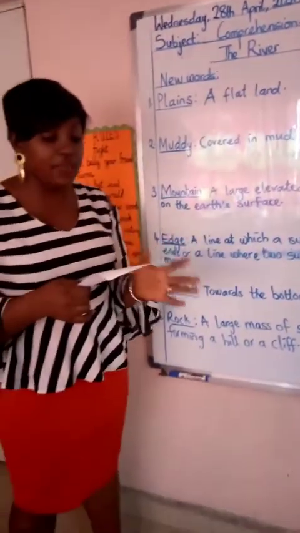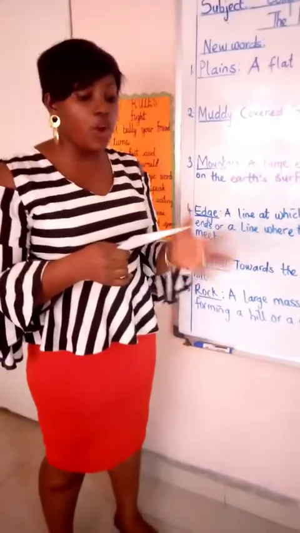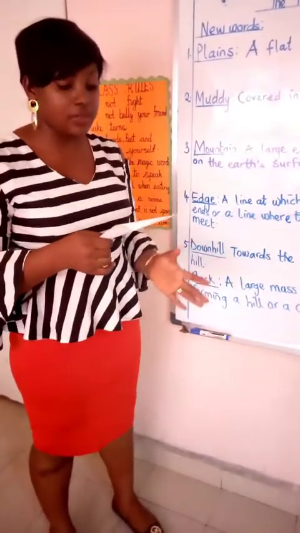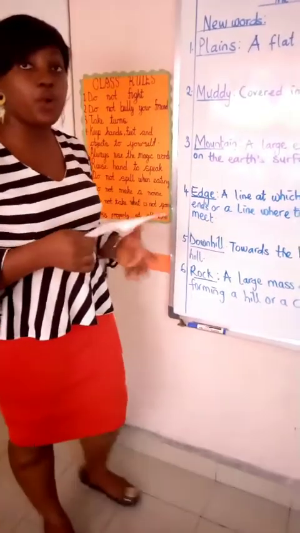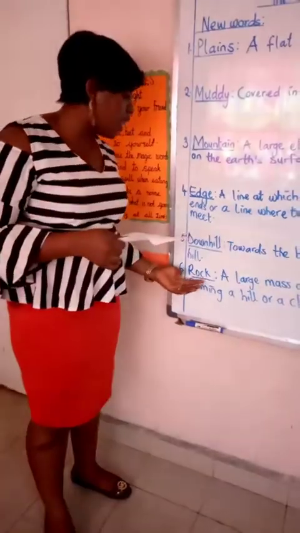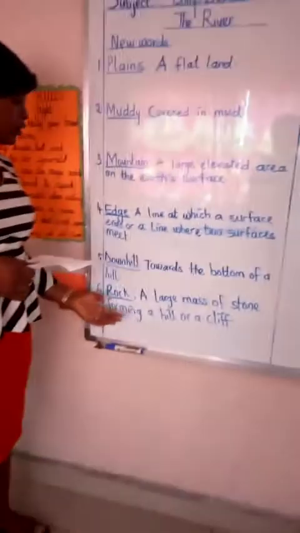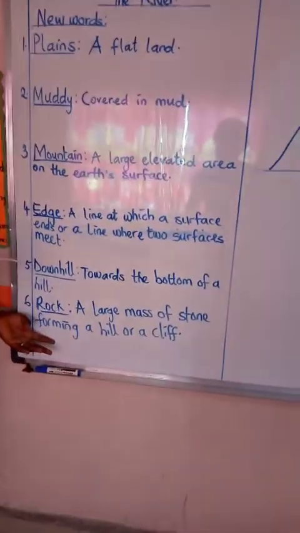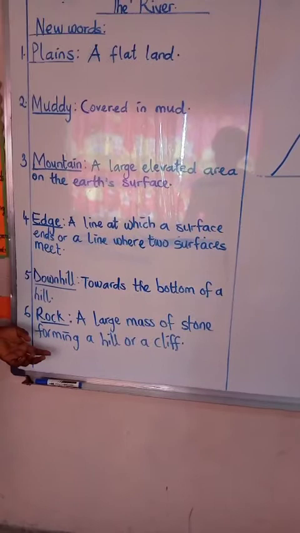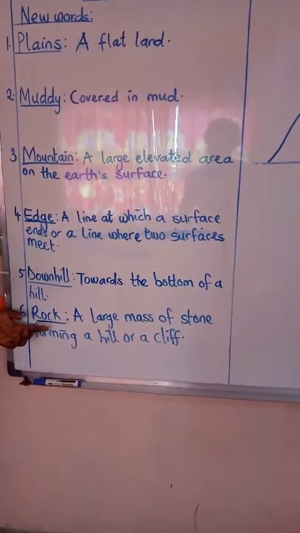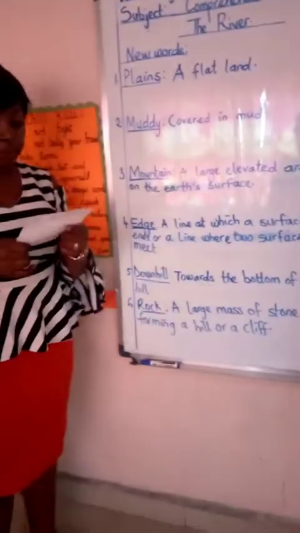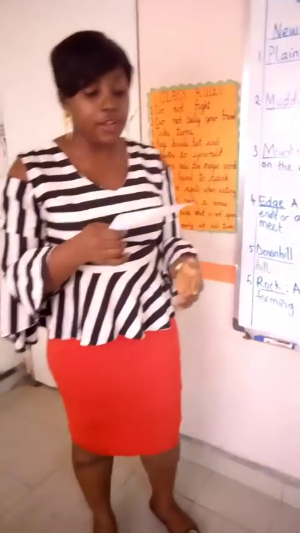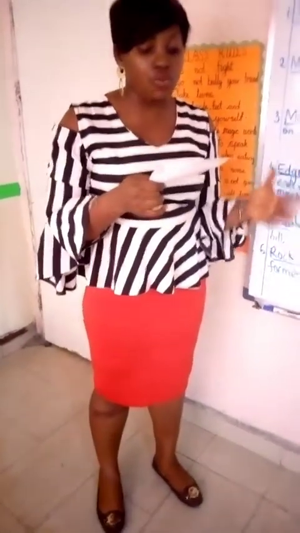When there is heavy rain, the river flows even faster. The river drops down over high rocks before flowing on. So the word rock then means a large mass of stone forming a hill or a cliff. The word again is rock. Can we pronounce it together? Rock. Beautiful. Okay. The water in the river carries along rocks.